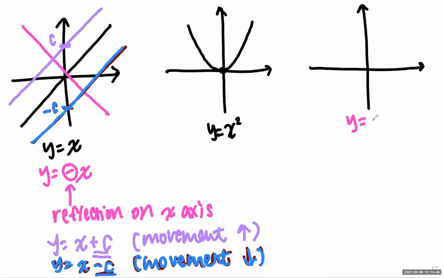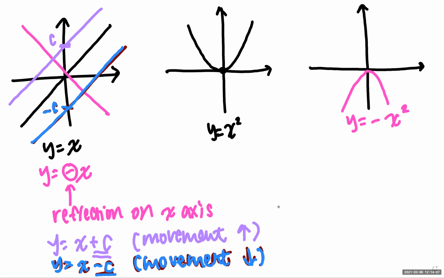So just now what we learned, the one in pink, the same thing. The parent graph is y equal to x squared, right? So add a negative in front, it'll become a negative x squared. What happens now? It'll be a reflection on the x-axis. Very good.